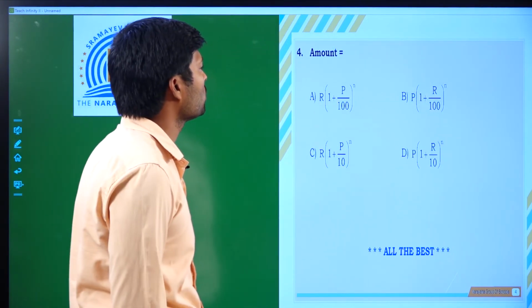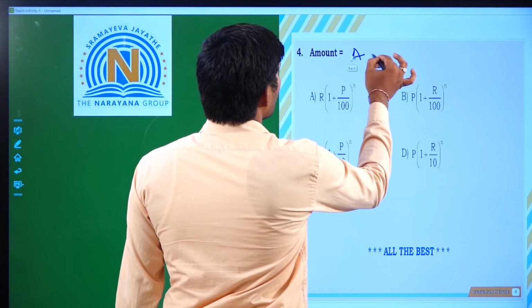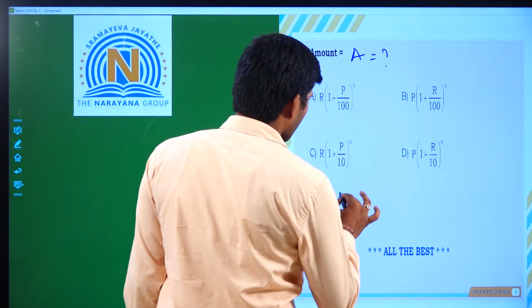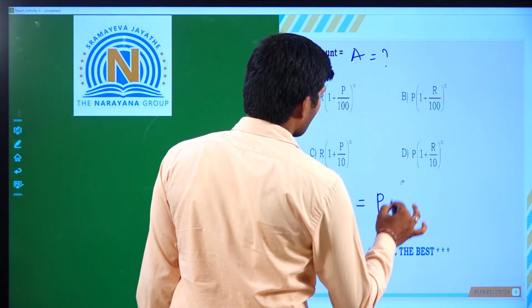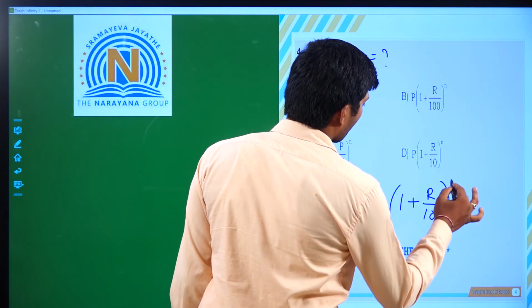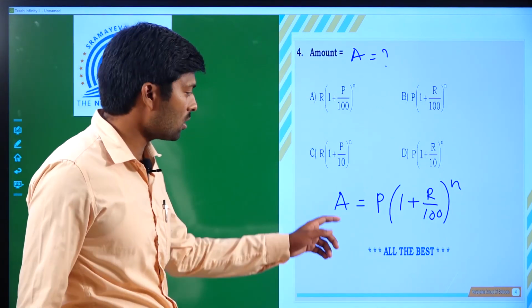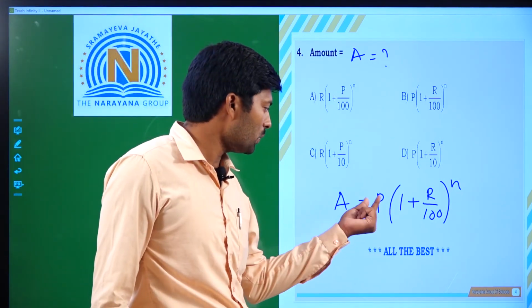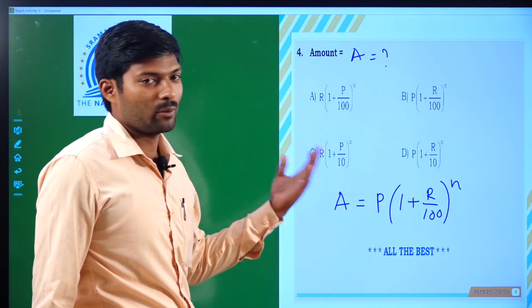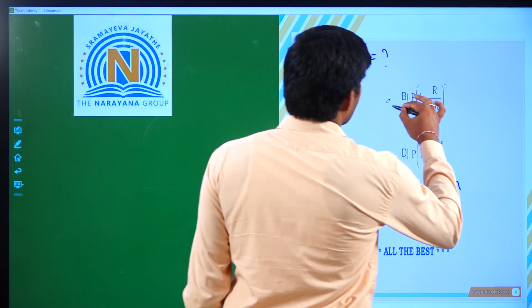Yes, amount. Amount A is equal to how much? Which is relevant to compound interest. As we have discussed, A is equal to P into 1 plus R by 100 whole to the power of n, which is the amount relevant to compound interest, where P is the principal amount, R is the rate of interest, and n is the total time period. So which is the right option? Option B is the right option.